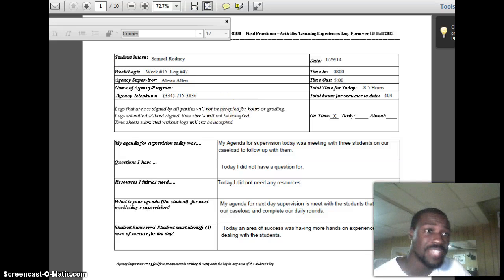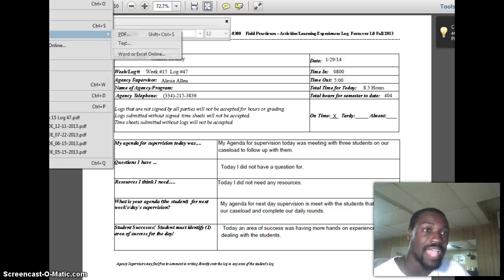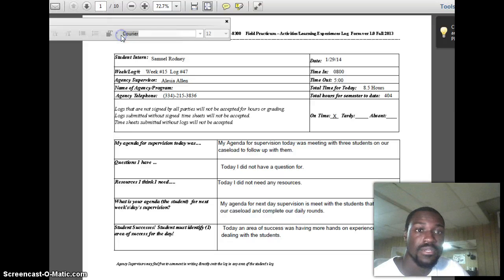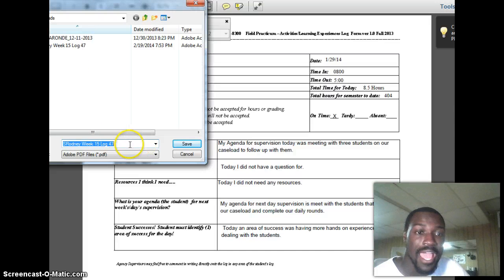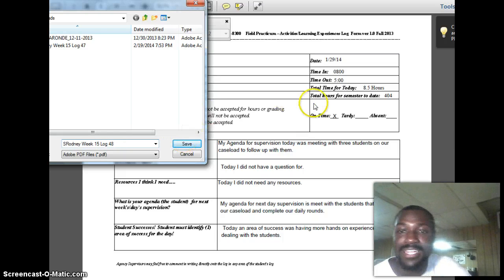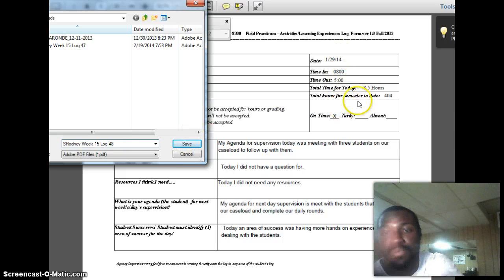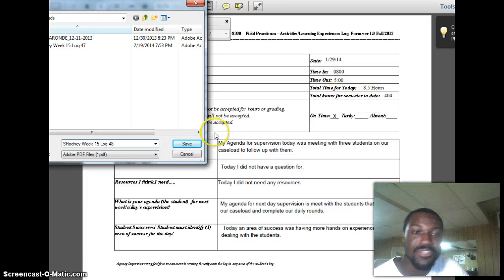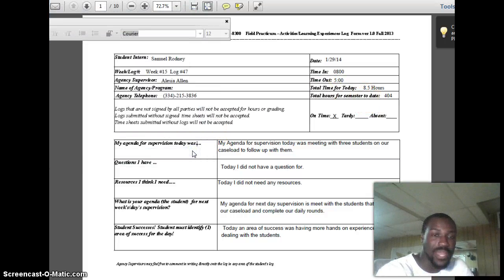Once you save it, just go back and save as the next day and just delete these numbers. If you're on week 15 still, just put 48 right there and click save instead of having to write all these things out, which takes time, right? You could eliminate some time that you waste by doing that simple little tip right there.